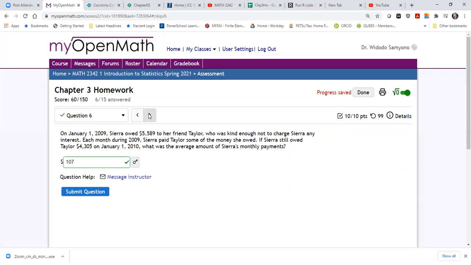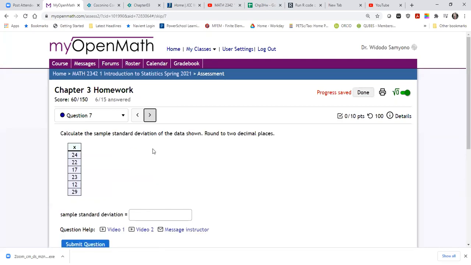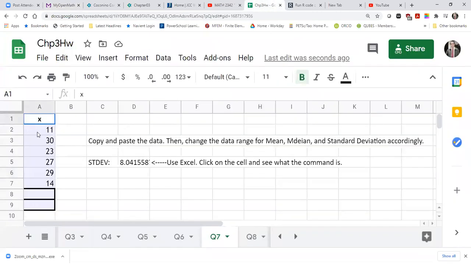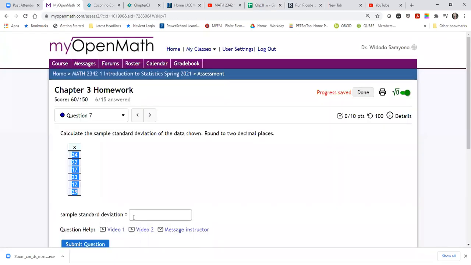The next one will be number 7. This is the same thing. You just copy this and put it in Excel and look for the standard deviation. Put it here, Control V. Make sure this one is from 82 to 87. So this one should be the correct answer. Put it here, and you need to round to 2 decimal places. If you round to 2 decimal places, you have this one.